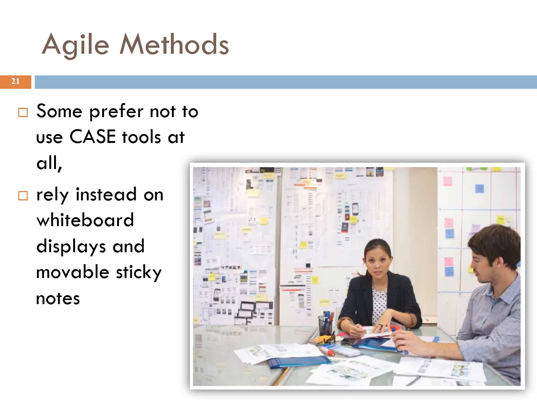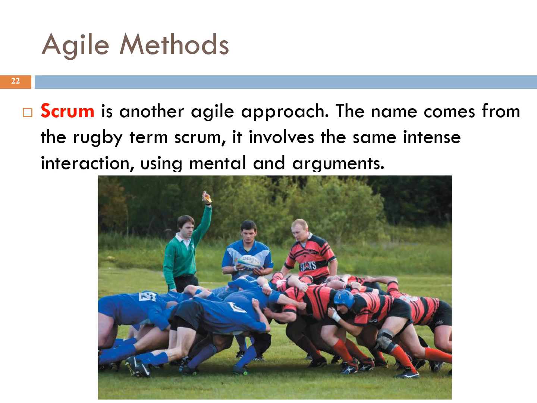Some Agile method approaches prefer not to use CASE tools at all, and instead use whiteboards, displays, and sticky notes, as shown in the figure on the right-hand side. The team is using a lot of whiteboard space and also sticky notes to convey information. Another Agile method approach is Scrum. Apart from using the whiteboard and sticky notes, Scrum is another approach.